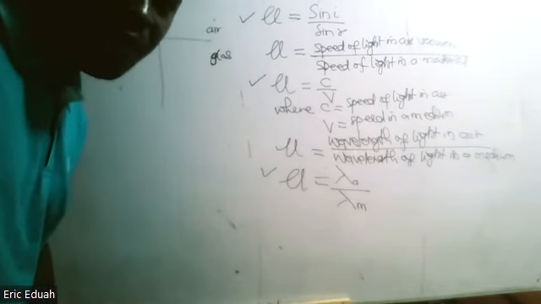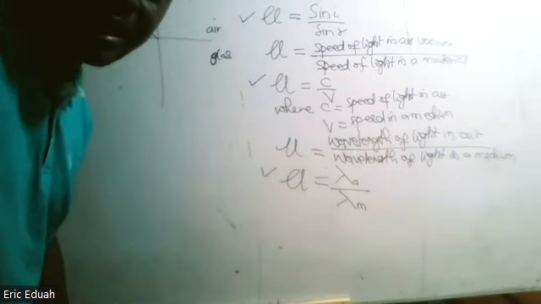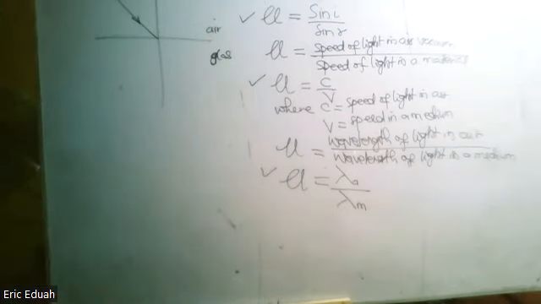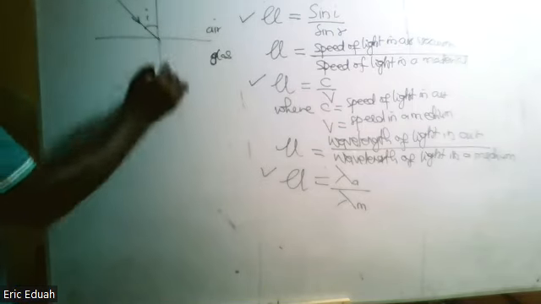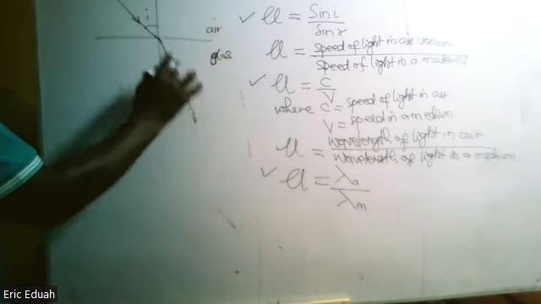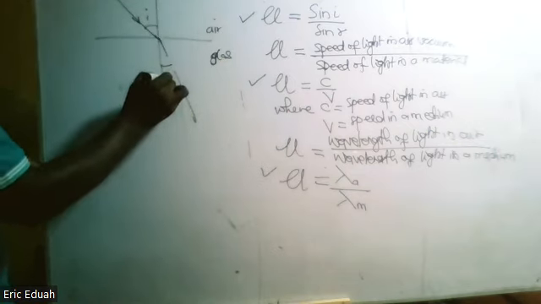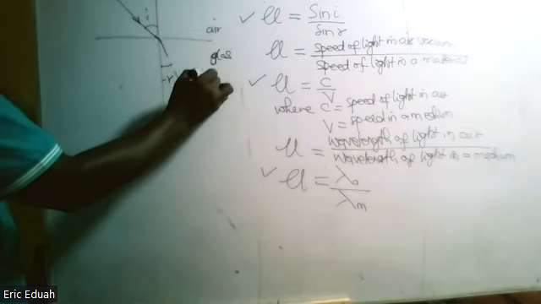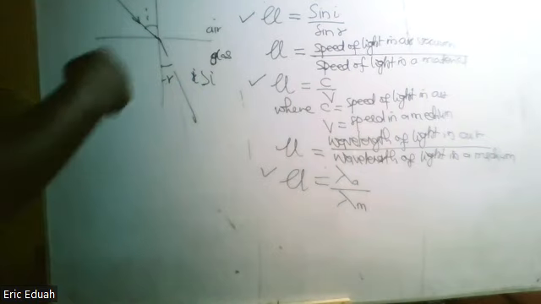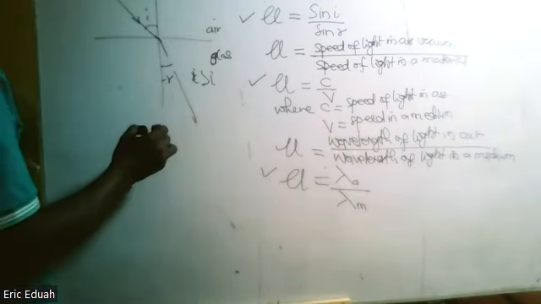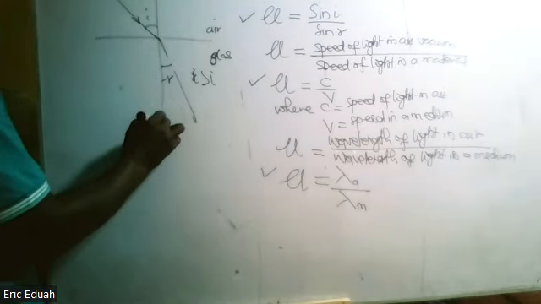If it's towards the normal, I will be greater than R, isn't it? And I is the numerator, R is the denominator. So if you have the numerator greater than the denominator, then the ratio will be greater than 1.